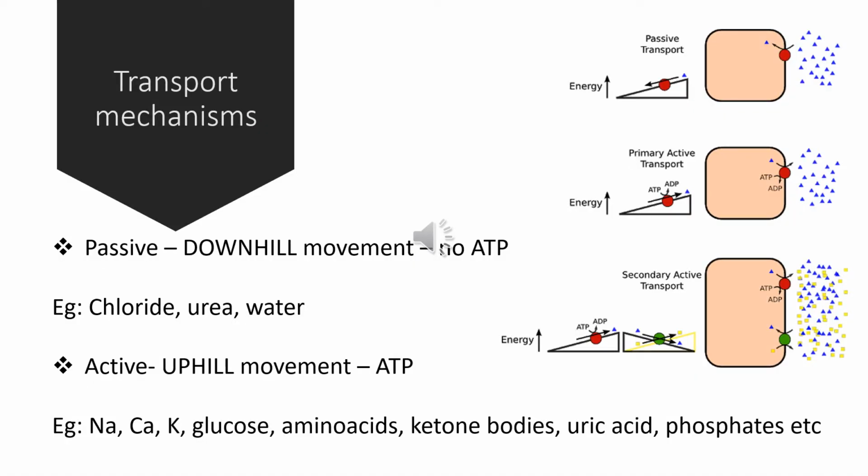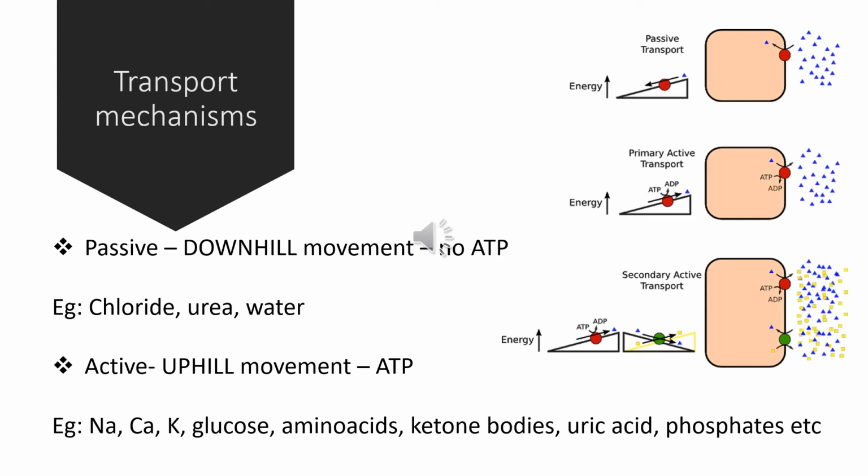The transport mechanisms of different substances vary in different parts of the renal tubules. Broadly, they can be classified into passive and active transport. You know what passive and active transport are. Passive transport is the movement of molecules along the electrochemical gradient, or downhill movement, without any expenditure of energy, whereas active transport is the movement of molecules against the electrochemical gradient, utilizing energy by the expenditure of ATP. The transport of solutes involves both passive and active processes, but water reabsorption is always a passive phenomenon.